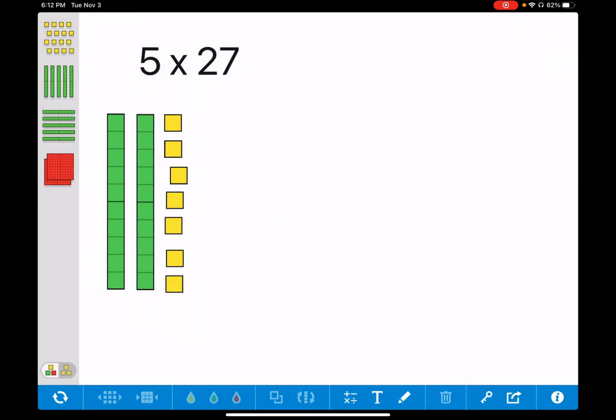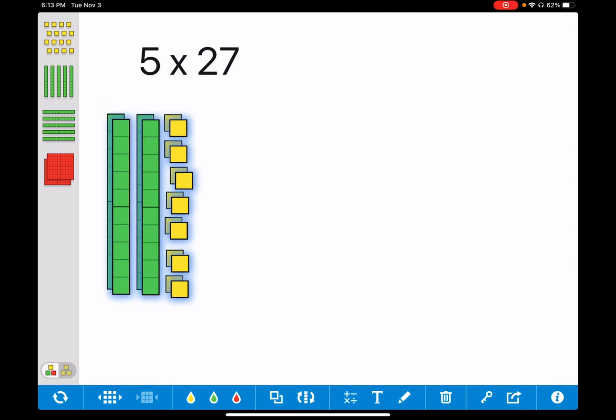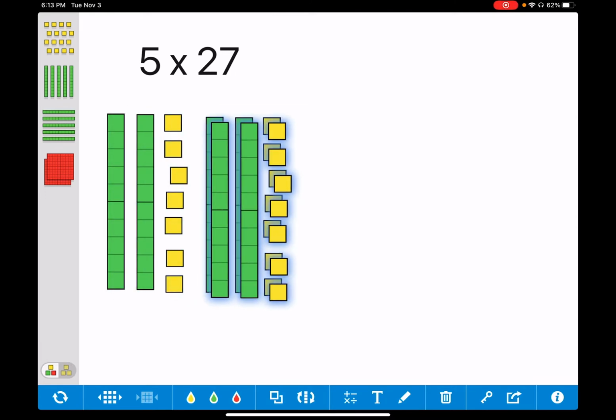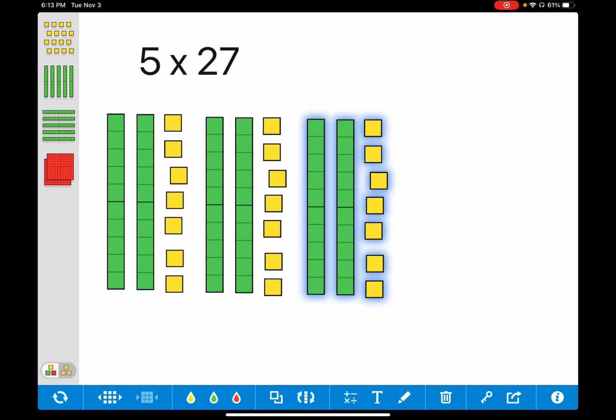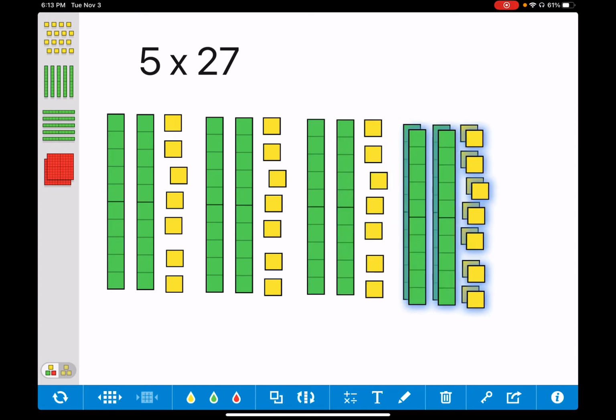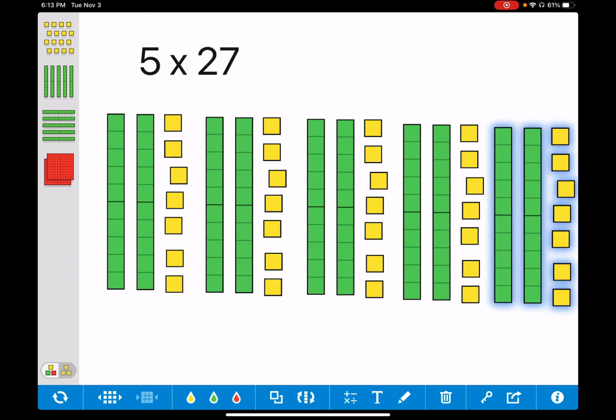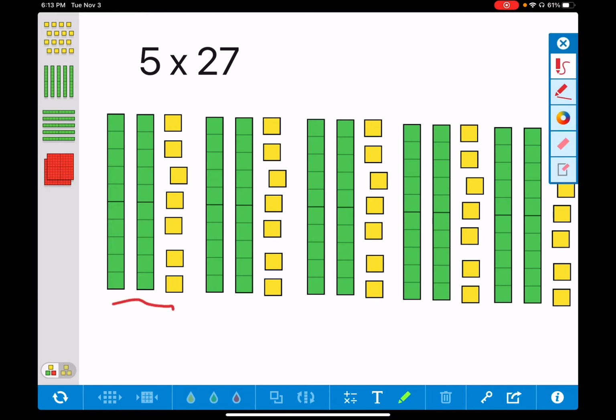All right, here we go. I'm just going to copy this real quick. Actually, I might be able to select. Let's see if I can do that. There we go. And then I can copy it. That's a lot quicker, isn't it? Now I have 5 groups of 27, because I copied it 4 more times. So altogether, I have 5 groups: 1, 2, 3, 4, and 5.